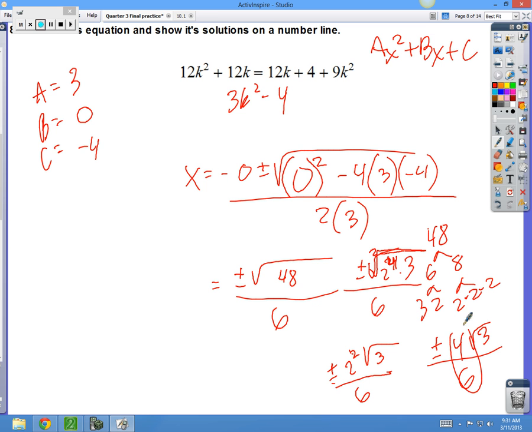What is 4/6? So your final answer, plus or minus 2/3? Plus or minus 2 times square root of 3 over 3?